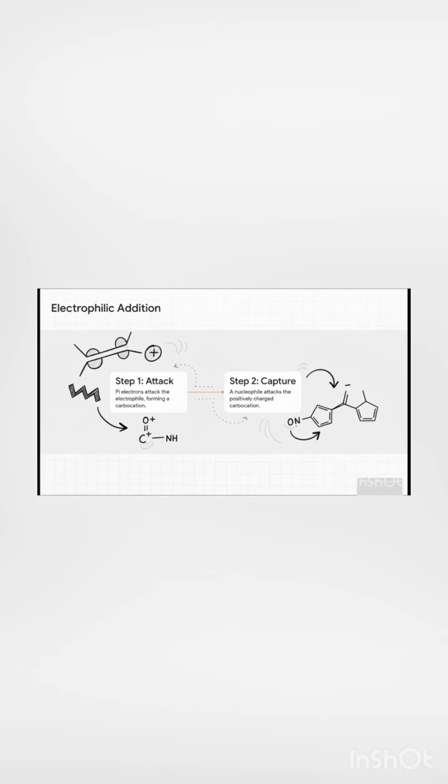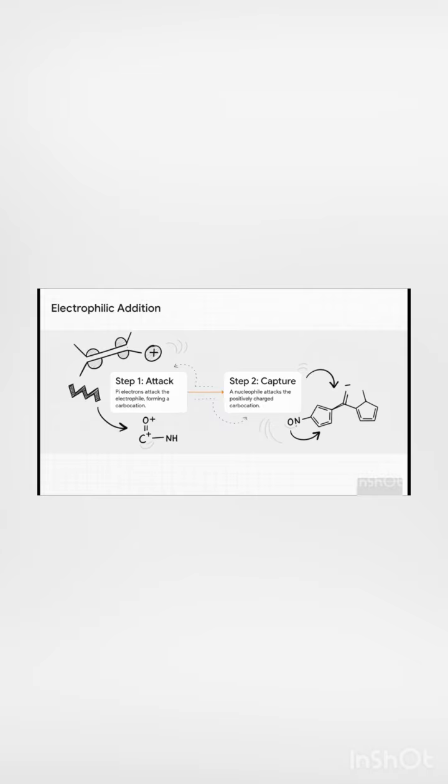And it all happens in this beautiful two-step dance. First, the pi bond, with all its electrons, attacks the electrophile. This breaks the pi bond, but it leaves one of the carbons with a positive charge. We call that a carbocation. So what's step 2? Well, a nucleophile, like the bromide ion that got left behind, sees that positive charge and captures it. Attack, capture. That's the pattern.